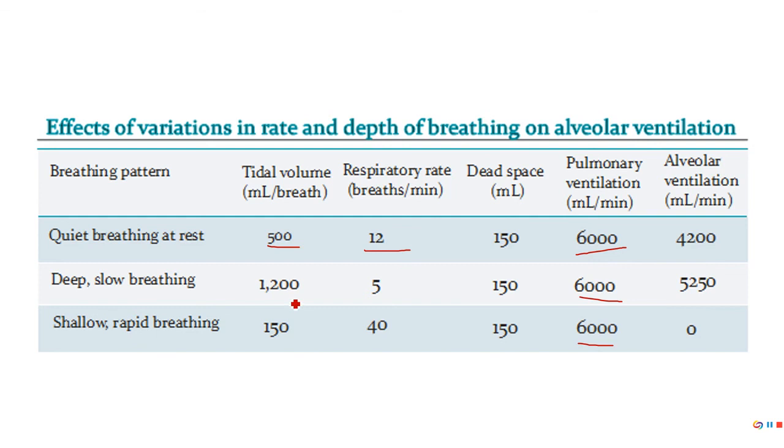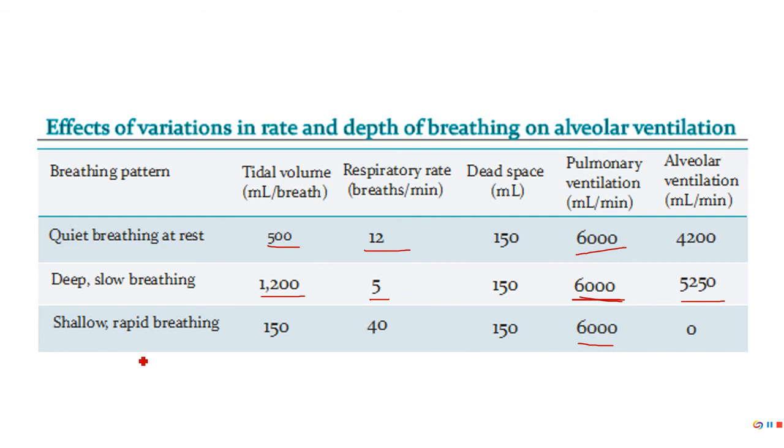Now, if we take big, slow, deep breaths, so we increase our tidal volume to 1,200 mils, and we only breathe 5 times a minute, we're still getting 6,000 mils per minute or 6 liters per minute into our lungs. But when we account for dead space, 1,200 minus 150 is 1,050 mils. Multiply that by 5, and our alveolar ventilation becomes 5,250.